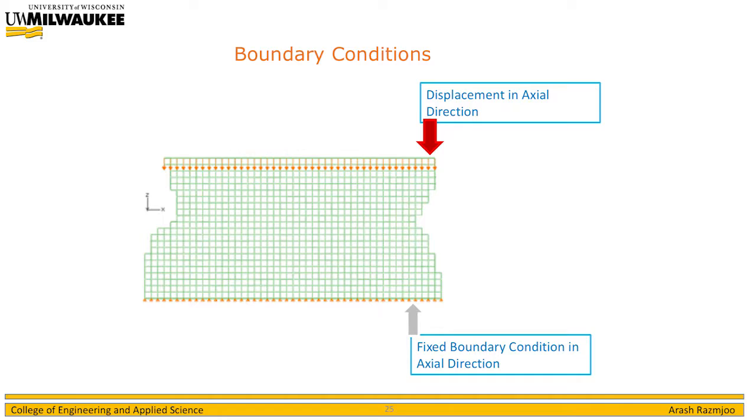The next step is applying boundary conditions. Here we wanted to simulate the lifting situation on the vertebra. For this reason, we fixed the inferior end plate in the axial direction while we applied displacement in the axial direction on the superior end plate.